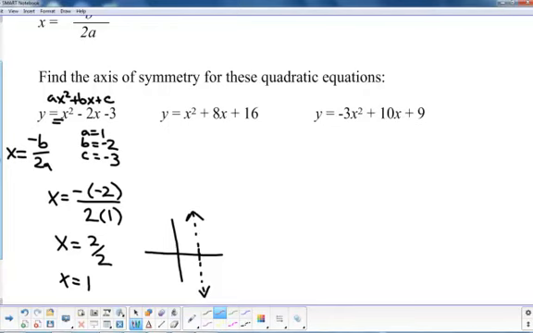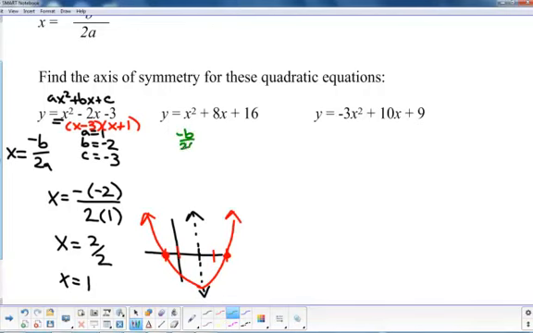If you go back and remember this in factored form, it was x minus 3, x plus 1. So at 3 and at negative 1 are our intercepts. So that's our parabolic curve.